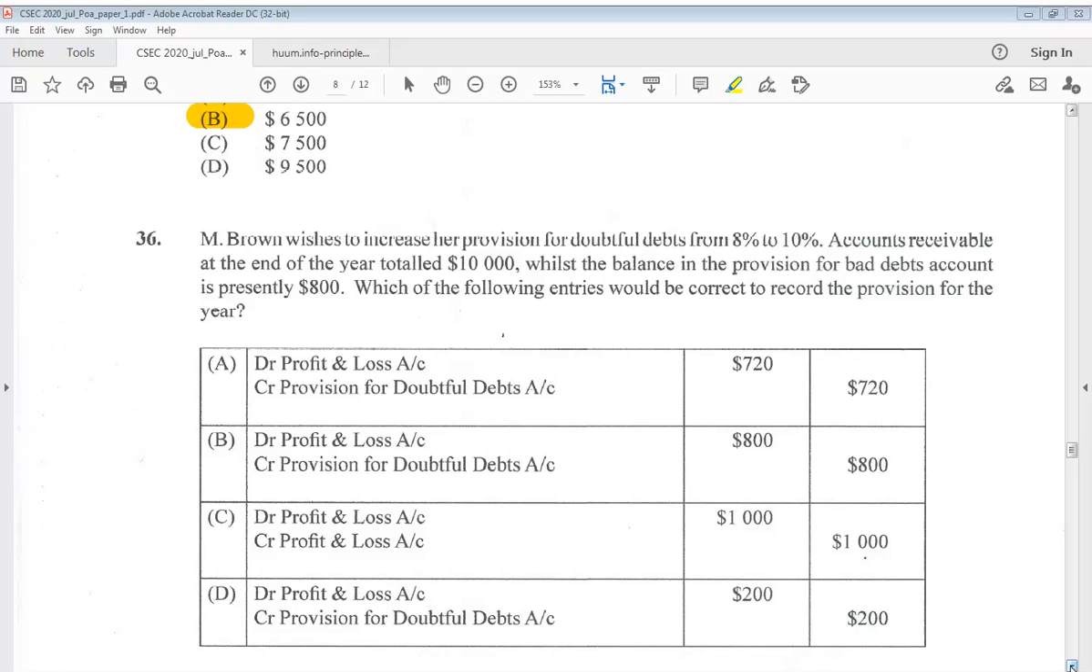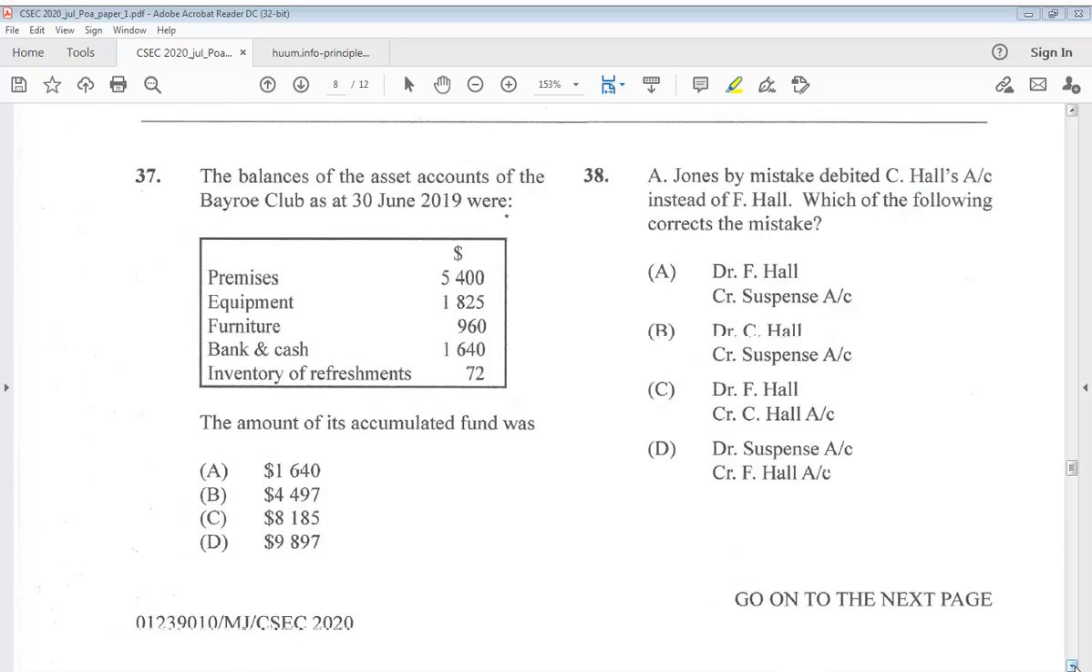So therefore, we know that we are going to debit profit and loss account $200, credit provision for doubtful debts account $200. D would be our answer. Let's go to number 37.